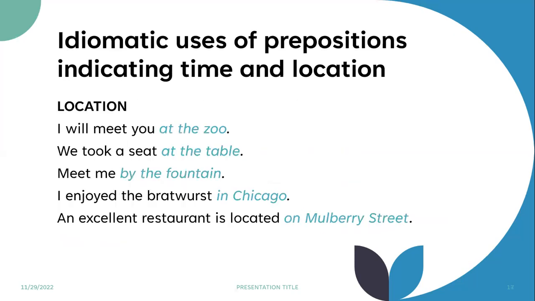So next we have location. So I will meet you at the zoo. We took a seat at the table. Meet me by the fountain. I enjoyed the bratwurst in Chicago. An excellent restaurant is located on Mulberry Street. Very simple. And just by reading these sentences, you can tell when time is being indicated and when location is being indicated, right?